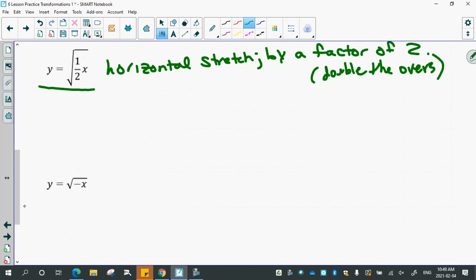And then what do you think about y equals square root of negative x? Facing the other way. So this one is a horizontal reflection.